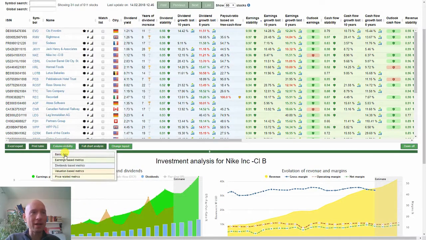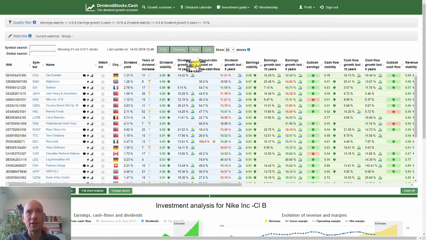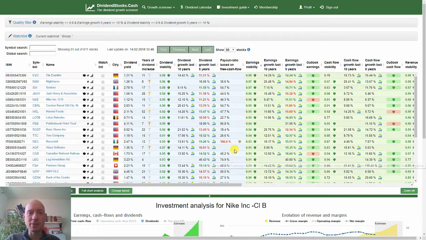And I don't show you here all the columns I have. For example, here you see that the payout ratio based on earnings is not shown right here. Payments by year, the dividend amount, is also not shown. You can add columns, remove columns. You can even drag and drop columns around. Yeah, you see, we now changed the layout. And this layout is persisted if you change it, so you can personalize it as you wish.